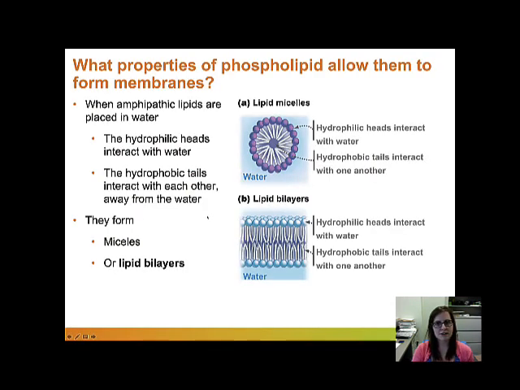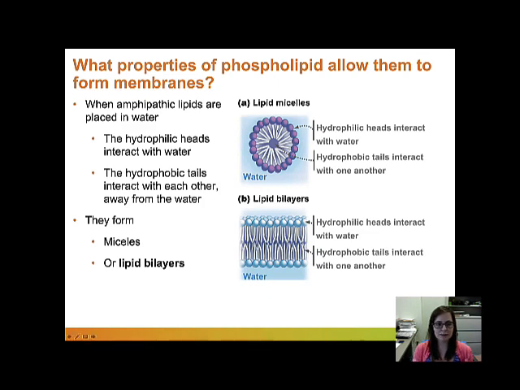So I want to just take a minute to talk about what phospholipids do before I move on to the next lipid, which is a steroid. And what they do is that they form membranes. Because they're amphipathic, because they have these polar regions with these nonpolar tails, when they are placed in water, they do some pretty unique things. And that's that the heads kind of cluster on the outside to face the water, and the tails interact with one another to prevent their interaction with water because they're hydrophobic.